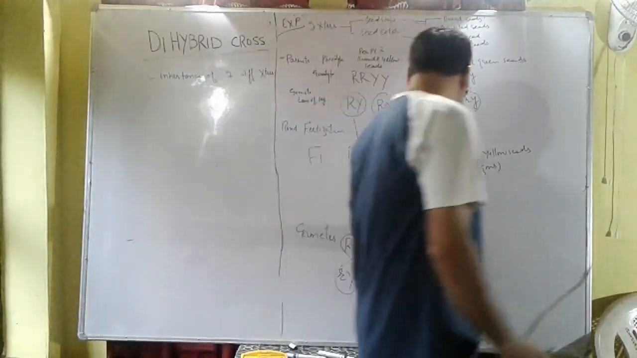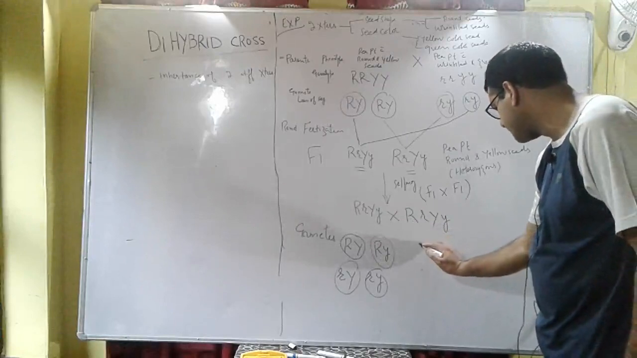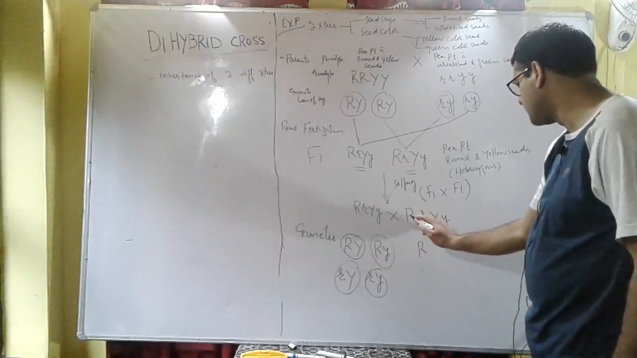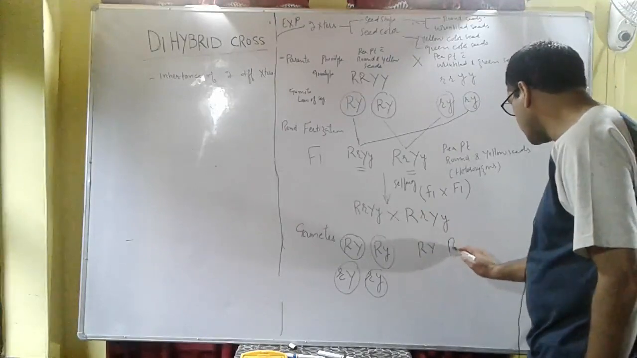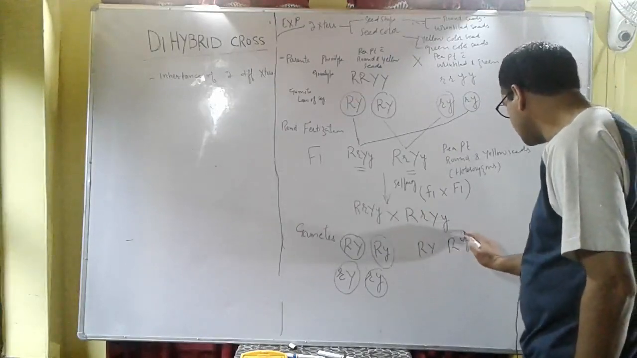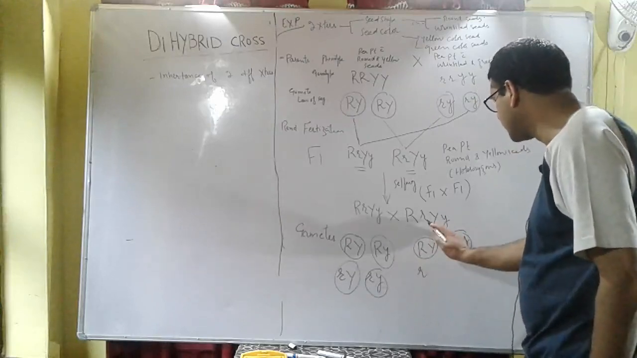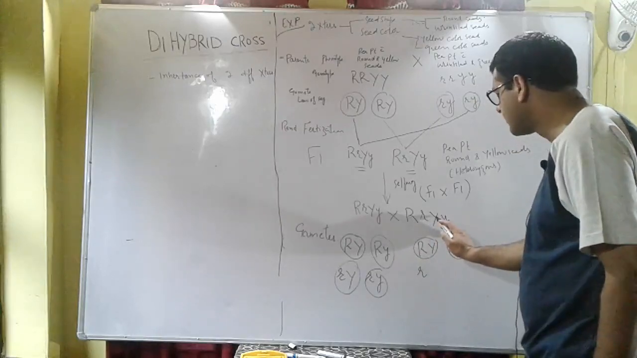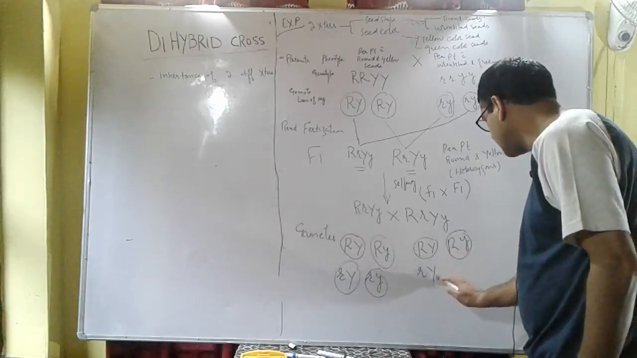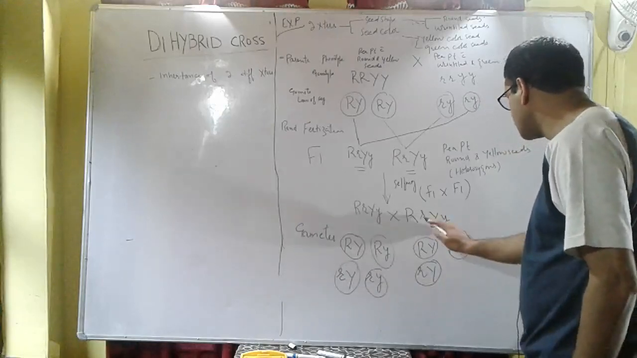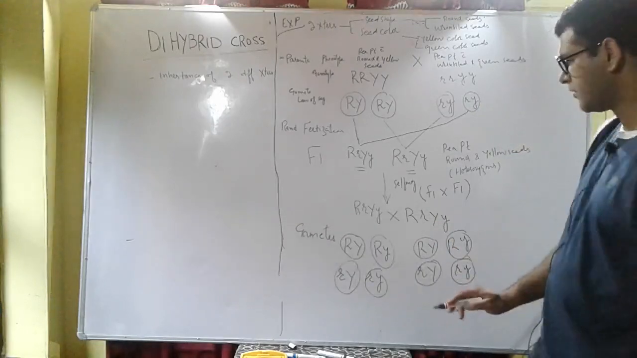Same is the case here. We have capital R and capital Y, this is one gamete. Capital R small y, this is another gamete. Then small r, which would combine with capital Y, and then small r, small y. Four types of gametes are formed.